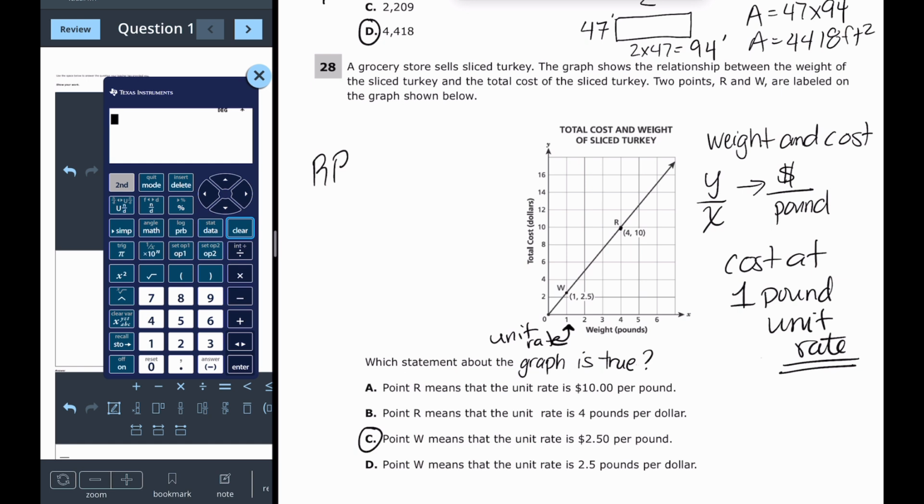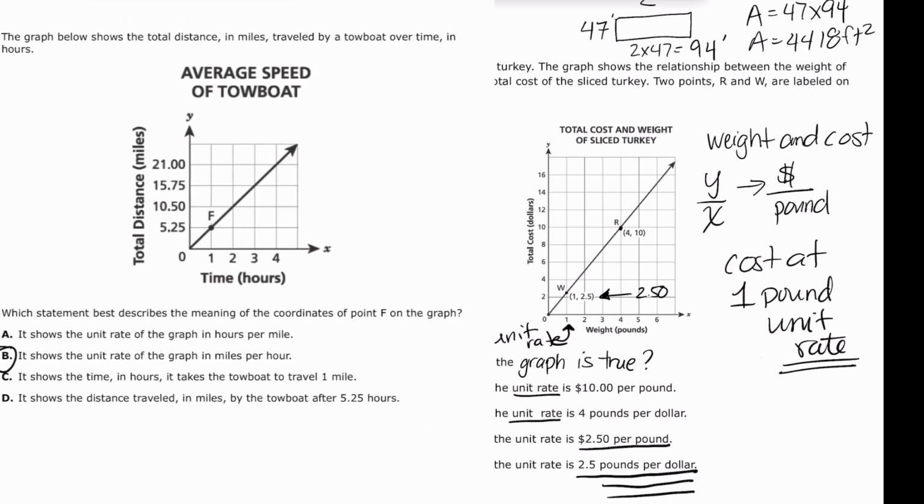So which statement is true? Point R is the unit rate? No. Point R means the unit rate. Again, no, it doesn't matter what the numbers are. For C, point W is a unit rate, which is 2.50 per pound. And that's what I see here. 2.5 or 2.50 per pound. That is true. And point W means the unit rate is 2.5 pounds per dollar. So here they just had these reversed. That doesn't make sense. So that's why D is incorrect. So C is the correct answer. Hit pause and jot this down before we move into the next section.